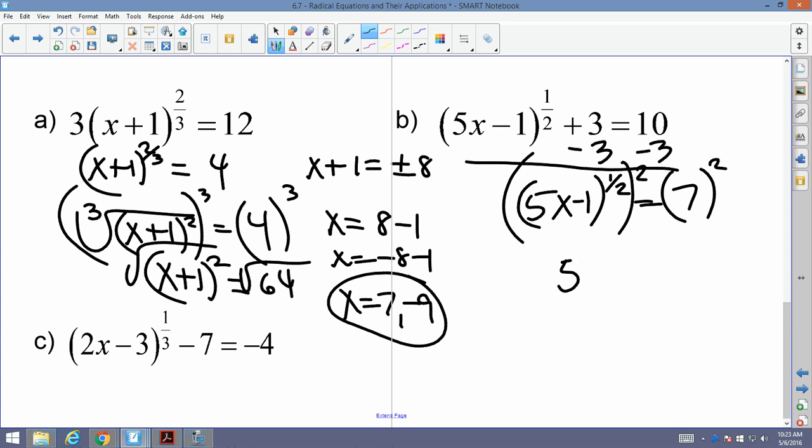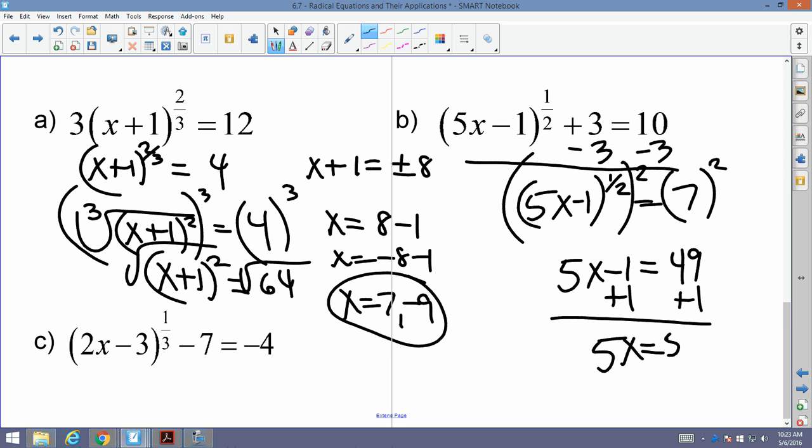So I've got 5x minus 1 equals 49. Add the 1. So 5x equals 50. So x equals 10. I did not have to do plus or minus here because I didn't have to square root anything. I squared something, but I did not have to square root anything. Okay?